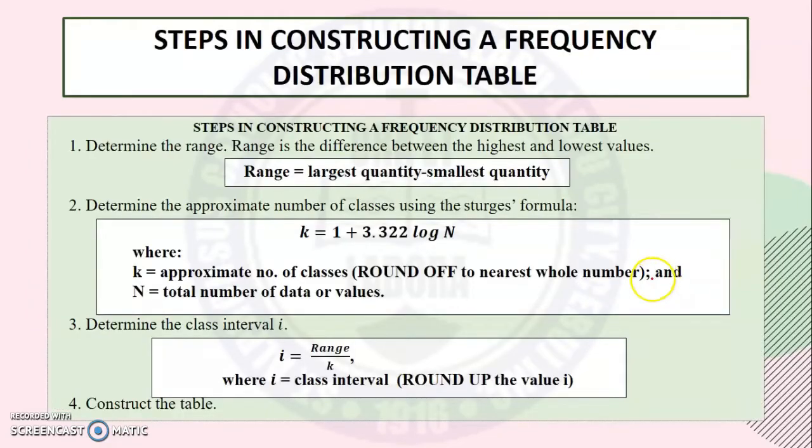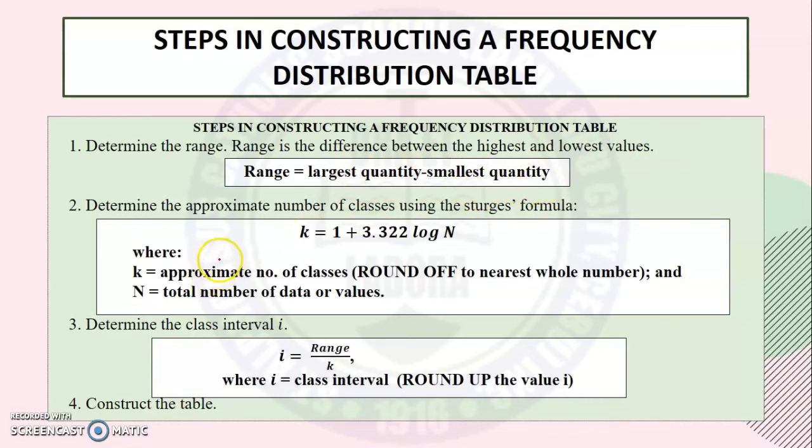These are the steps. Step 1. Determine the range. Range is the difference between the highest and lowest values. So, to get the range, we will just subtract the largest quantity minus the smallest quantity.